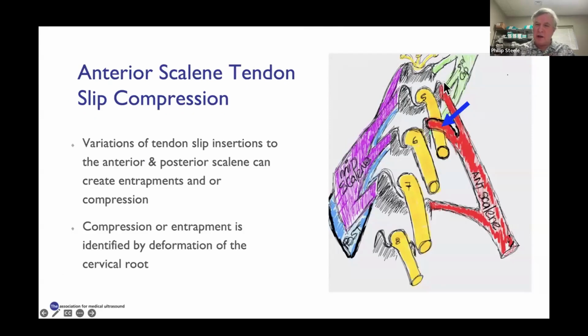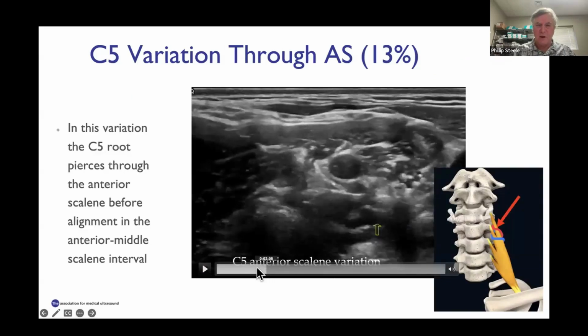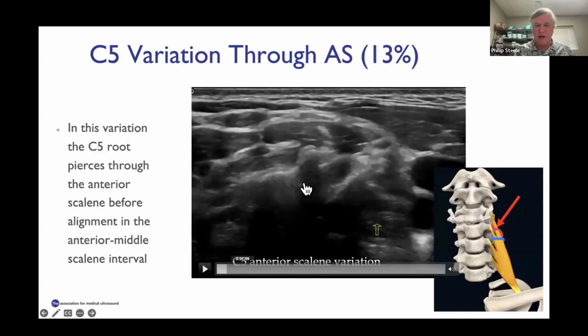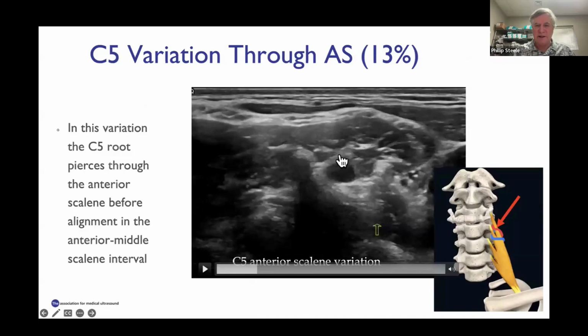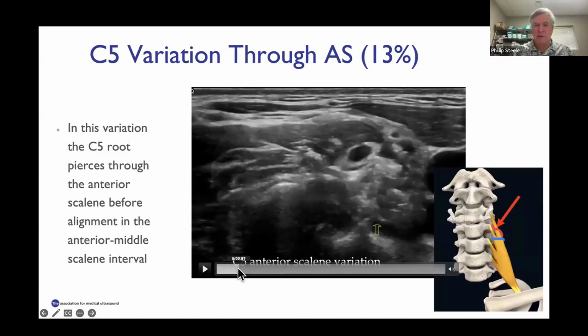This is a drawing. I didn't draw in the 4 and 5 contribution to anterior scalene because I wanted to highlight that the nerve coming out of 5 comes underneath, and then it's going to roll back into its normal anterior middle scalene interval. And when it does that, it can cause entrapment or compression of this. And so this is an example of that. So this is C5 right here. This is C6 right here. And you can see C5 is going through, this is anterior scalene right here.